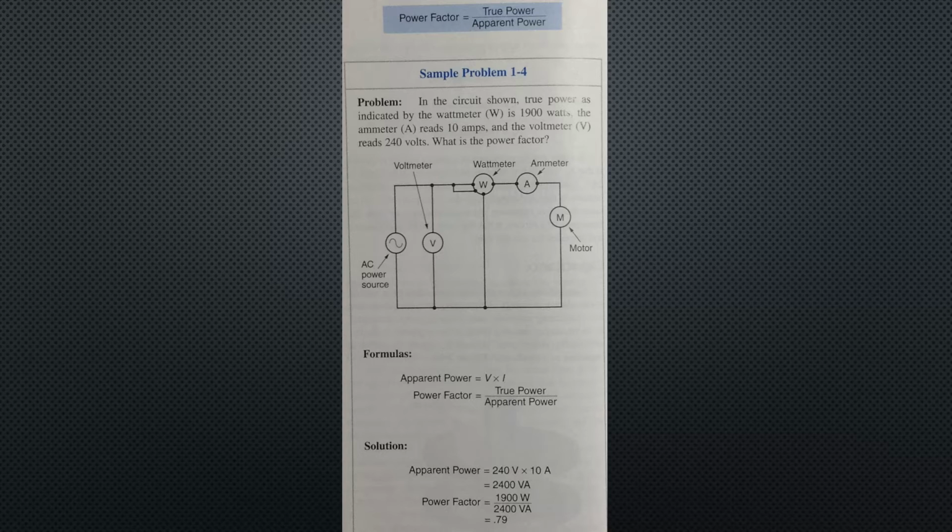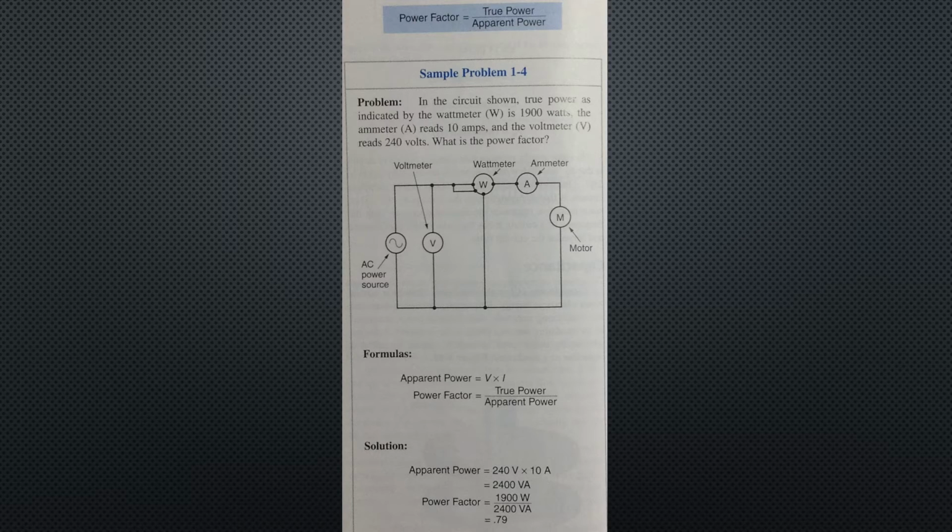The solution using the first formula: apparent power equals 240 volts times 10 amps, which equals 2400 VA. Using the power factor formula, we have 1900 watts divided by 2400 VA, which is our apparent power. That division gives us 0.79, as seen on the bottom of the screen.